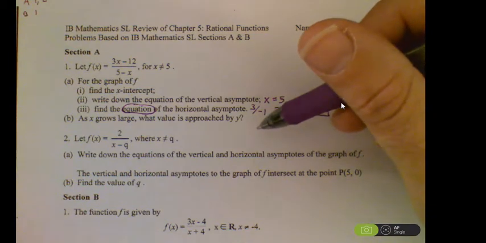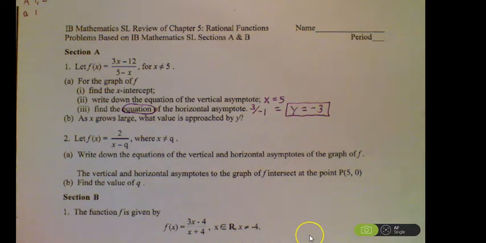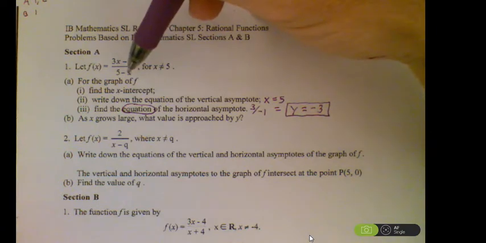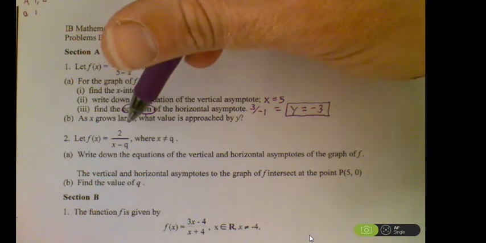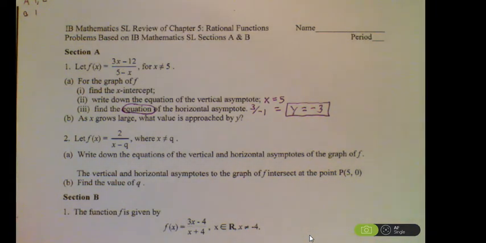As x grows large, what is the value that we are approaching? So this is just the idea of a limit. So as x is headed towards positive infinity, aka growing really, really large, what's the result that we are heading towards as that happens? So there's 2 ways we could figure that out.